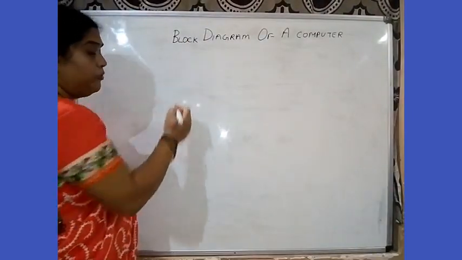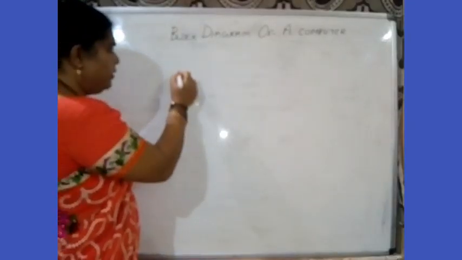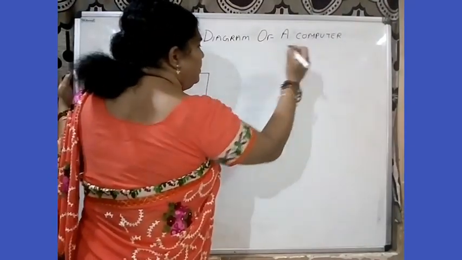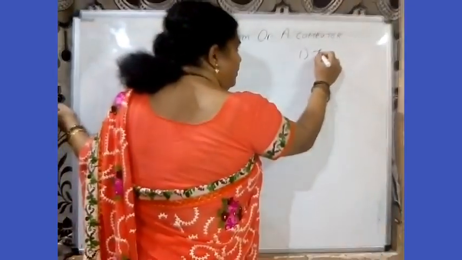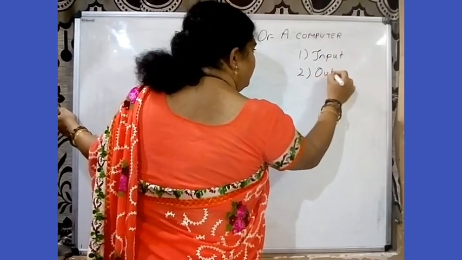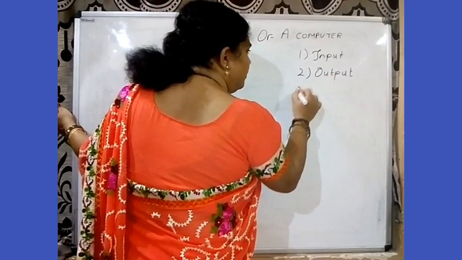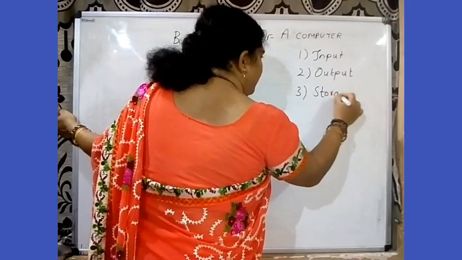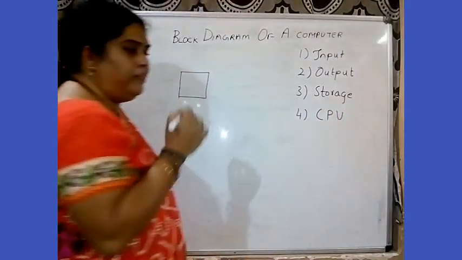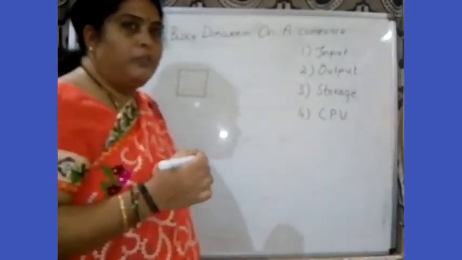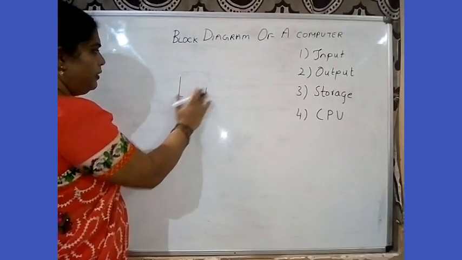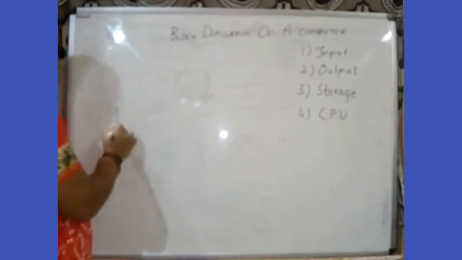In the block diagram of the computer, there are 4 units. One is your input unit. Second is your output unit. Third is your storage unit, and then you have the CPU. So these are the 4 units in the block diagram of the computer. If we are going to represent this in the form of blocks, I just represent this in the form of blocks.